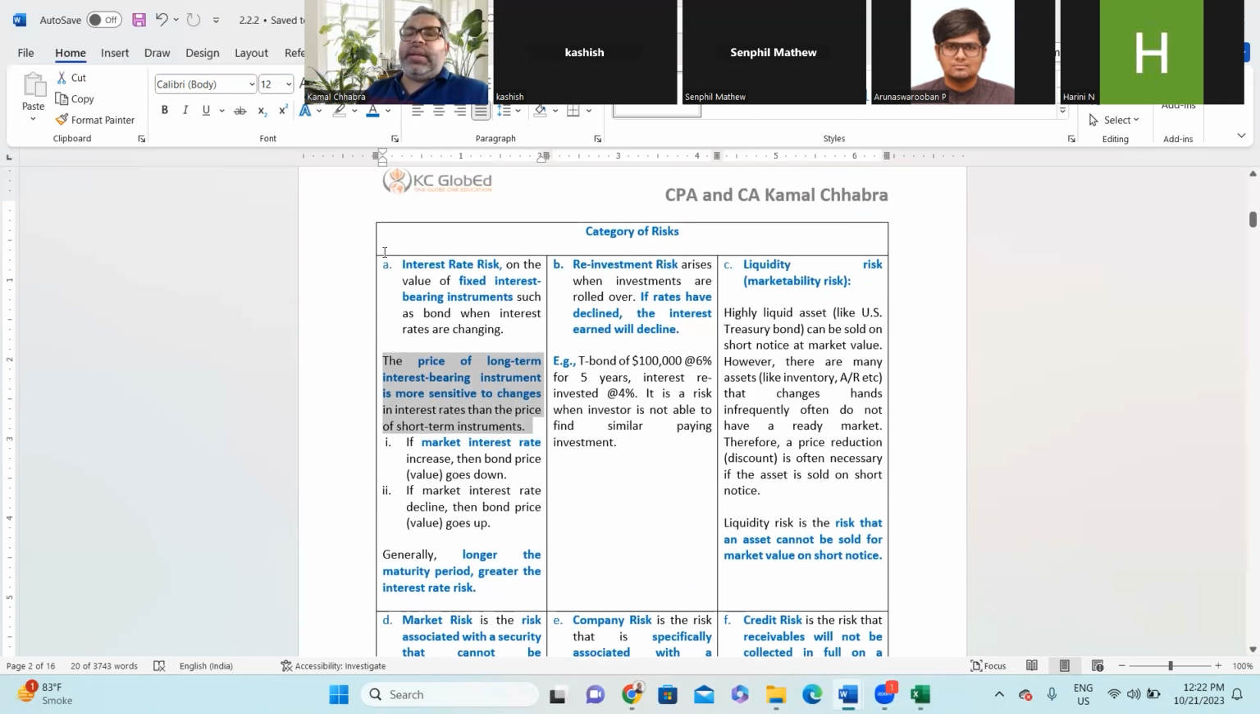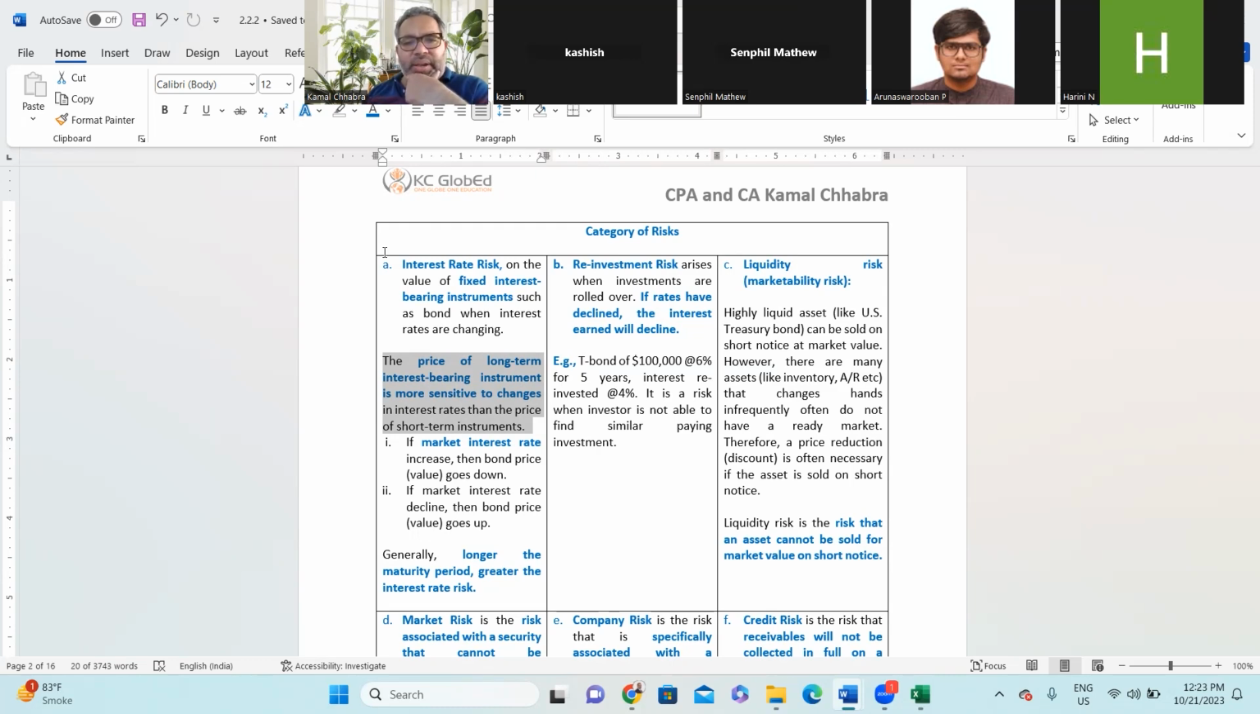Second is the reinvestment risk. Like you remember, earlier we have discussed. So today you have made certain investment and you are earning either interest or dividend. Tomorrow, when you are reinvesting that money after getting the funds back, will you be able to get the same return, or will you be getting more return or less return? That is called reinvestment risk, right? So reinvestment risk arises when the investment rolls over.